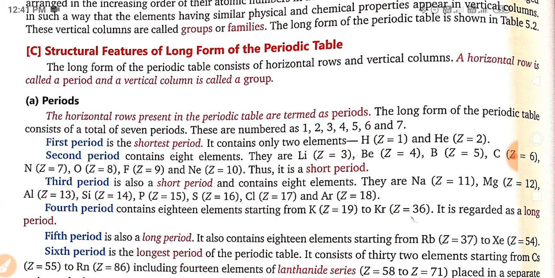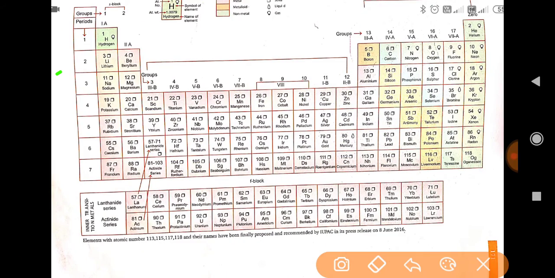The second period contains 8 elements. They are lithium, beryllium, boron, carbon, nitrogen, oxygen, fluorine, neon. Thus it is a short period. The first period is the shortest period, and next there are only 8 elements, and this is known as a short period. So you can match also: this is the second period, lithium, beryllium, boron, carbon, nitrogen, oxygen, fluorine and neon.